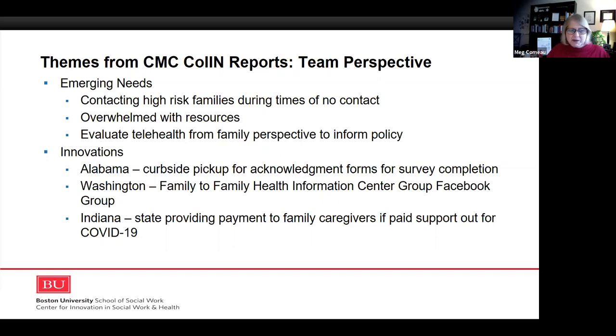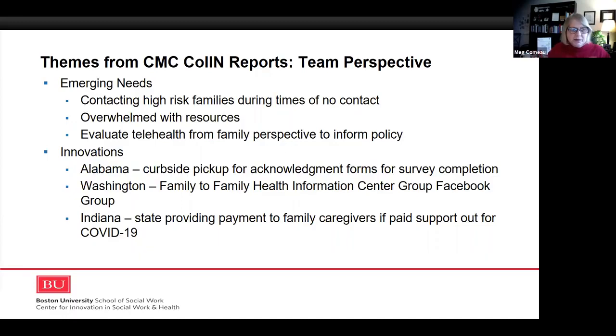Some of the state teams are reporting innovations, and we wanted to just highlight them for 1 second. Alabama is doing curbside pickup of acknowledgement forms for survey completion. So that's something new and different that they've taken the initiative to go ahead and do so that they can keep collecting their data. Washington State has the Family to Family Health Information Center Facebook group that I think was mentioned just now. Indiana is providing payment to family caregivers if their other supports are out, so families in the home can get that payment, because they're doing basically the same job.